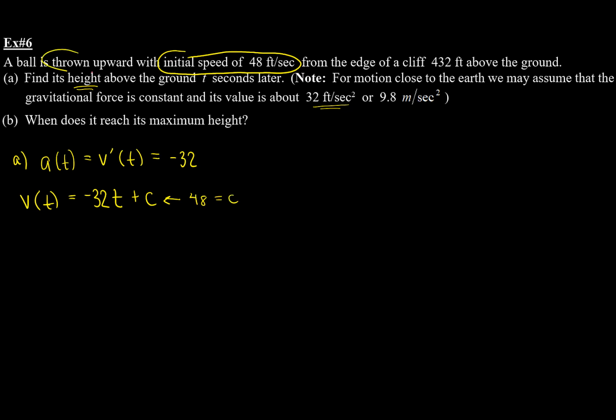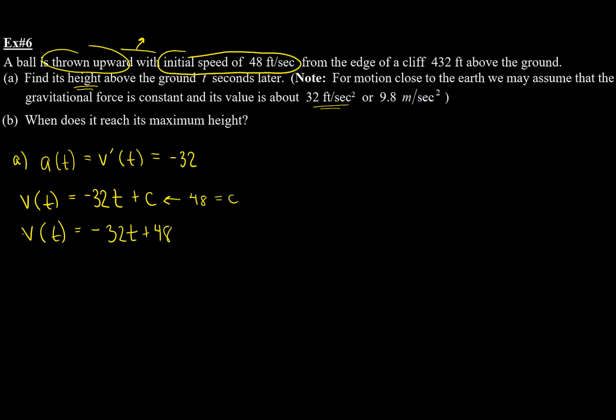It's thrown upward, so upward means away, up at the top of the screen there. If I'm throwing upward from the planet, that is away from the source of origin, so it's going to be a positive 48. My velocity function is going to be negative 32t plus 48.